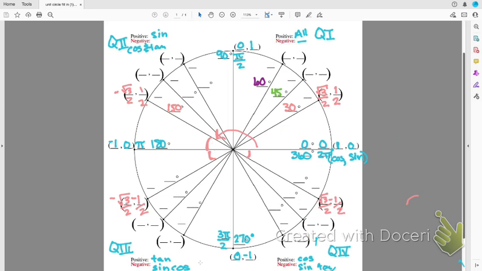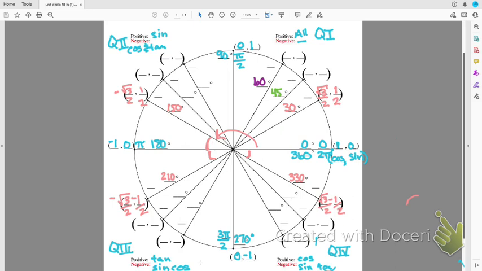Okay, what's the next one down? 210. How'd you get 210? Add 30. What about the one in the fourth quadrant? 330. How'd you get that? Minus 30. From what? 360, because it's all about what axis, guys? The x-axis.